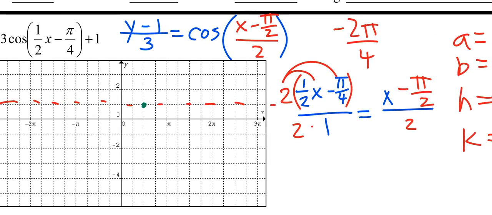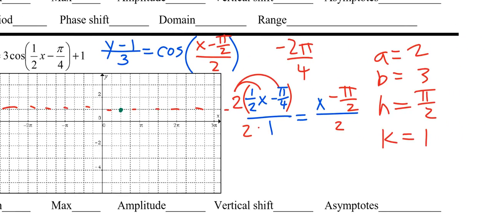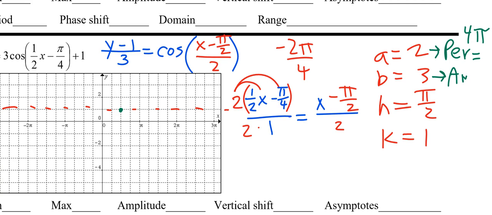Graph it. Oh, what's the period, by the way? 4 pi. Ooh, that'll be interesting. The period has been stretched, so it is 4 pi. What's the amplitude? Amplitude is 3. Sorry, I'm running out of room here. Graph it.